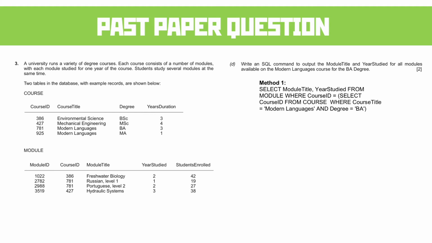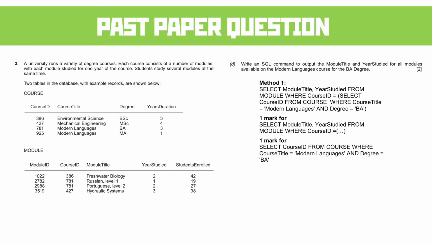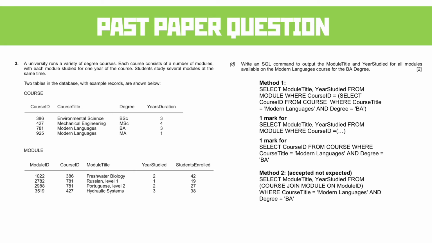There's a mark for the first part of the query and a mark for the subquery. Also accepted though would be using a join. And a join is not in your syllabus at all, but you may have needed to use it to build your programming project. Join combines the data from two tables together by linking it on a certain field. So that's what that's doing here.